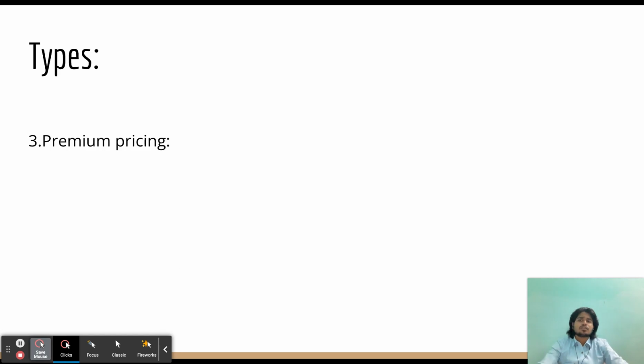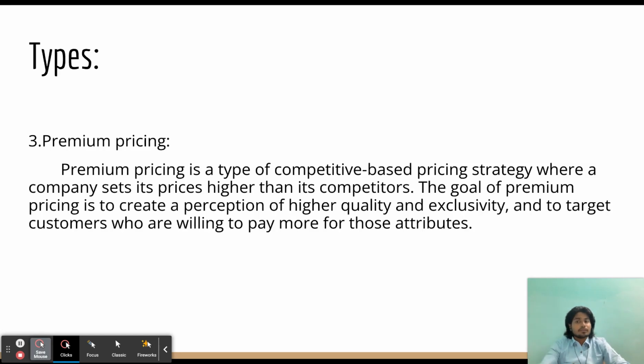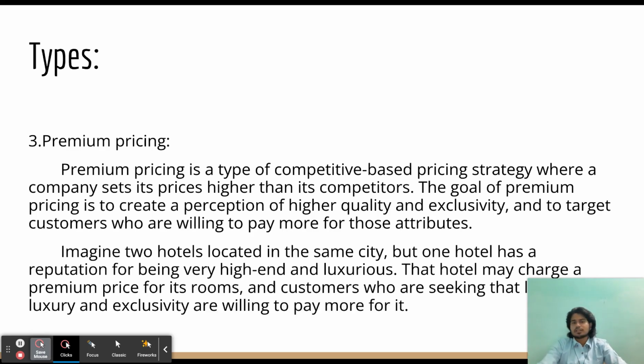The third type is called premium pricing. Premium pricing is a type of competitive based pricing strategy where the price is set higher than its competitors. The goal of premium pricing is to create a perception. Okay, this is a really niche type of pricing strategy where even though there is a market average, people will try to set a price higher than this market average, so as to create a perception of higher quality and exclusivity, and to attract customers who are willing to pay more for those attributes.